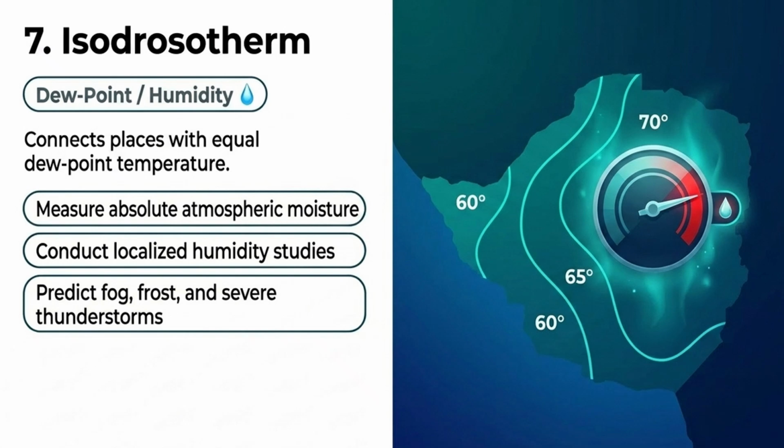For example, places with a dew point temperature of 60 degrees are connected by an isodrosotherm, while places with 65° or 70° are connected by different isodrosotherms, as shown on the figure. Isodrosotherm helps us study the distribution of humidity. They are also useful for predicting weather conditions such as fog, frost, and even thunderstorm. In simple words, an isodrosotherm is a line joining places with equal dew point temperature on a map.